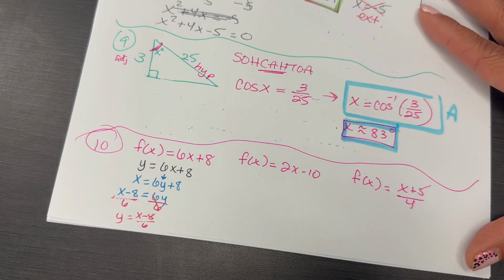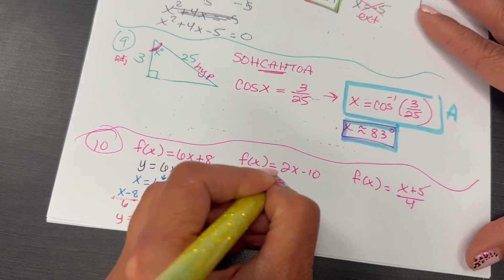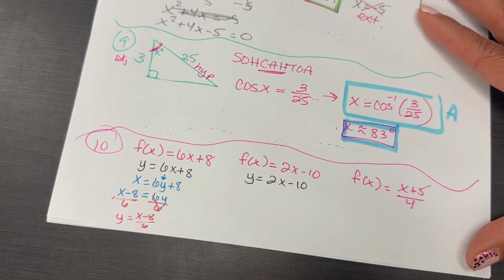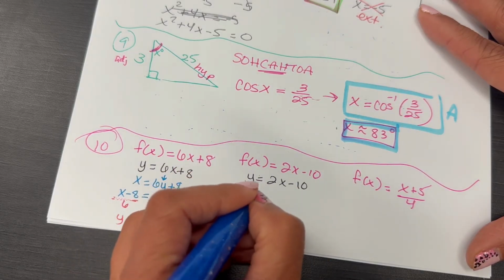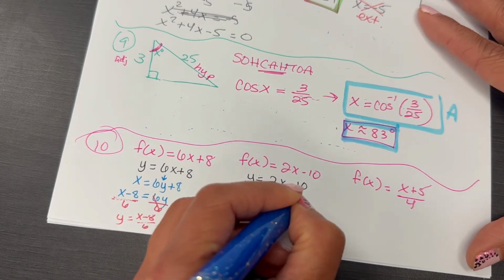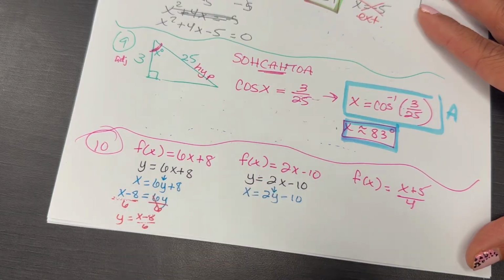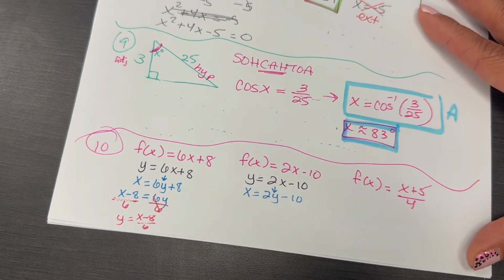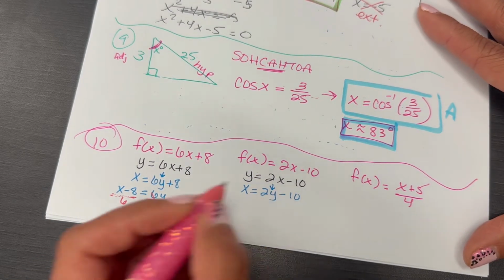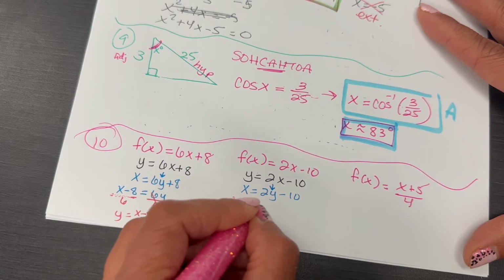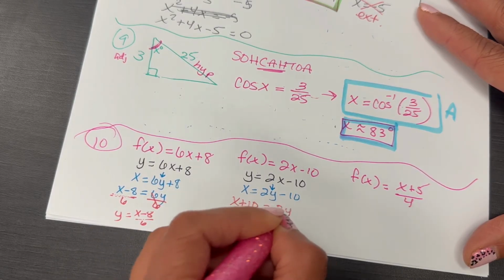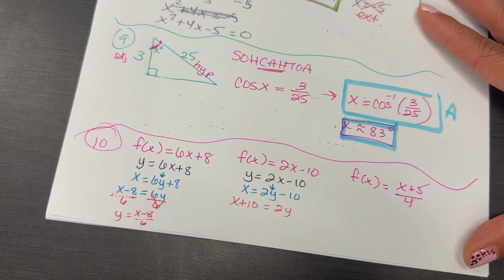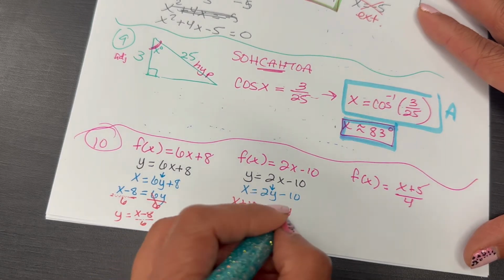And then for this one, same sort of thing. I've got to change f of x to a y. Freaky Friday. So I got to switch the x and the y's places and solve for y. So this time I'm gonna need to add the 10 to both sides, so I'll have x plus 10 on the left and just 2y on the right. And then I need to get rid of the 2, so I'm gonna need to divide everything by 2.